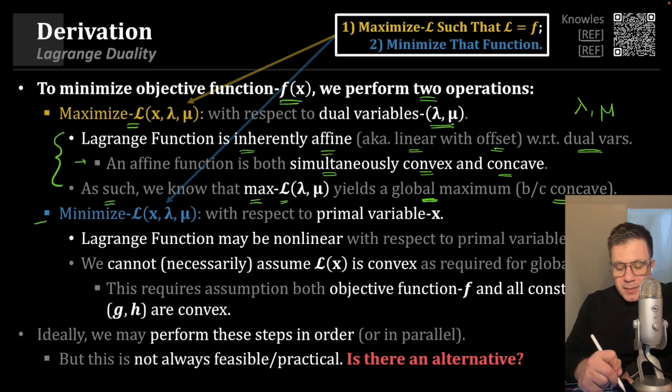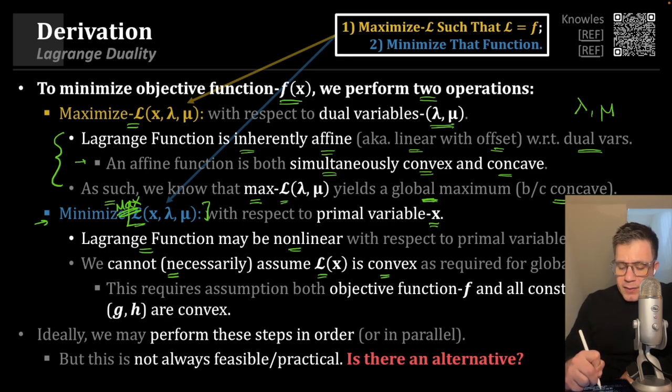Next, we need to minimize the Lagrange function with respect to the primal variable x. Perhaps it would be more appropriate to say we need to minimize the maximum of the Lagrange function, but I think you understand what I'm trying to say. Now, with respect to the primal variable x, this Lagrange function may be nonlinear, and so we cannot necessarily assume that the Lagrange function is convex, as would be required for minimization to generate a global solution.